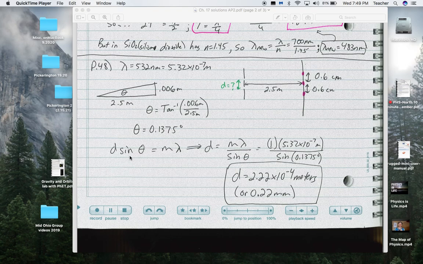So rearrange that to solve for d, which is the distance between those two slits. And I get a very small number here.